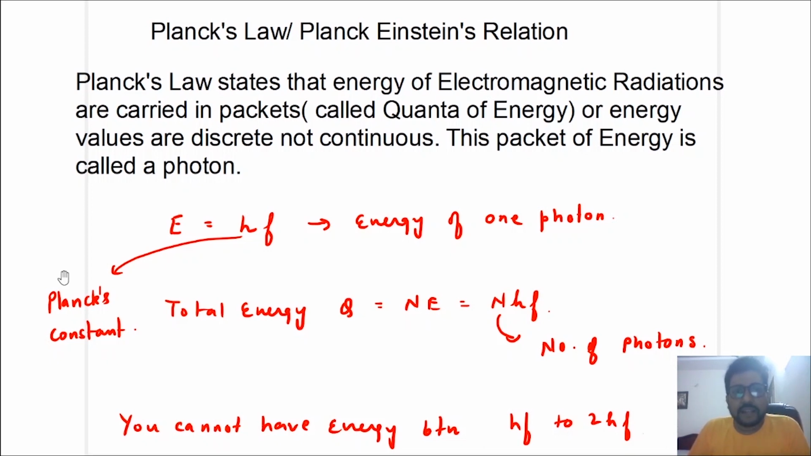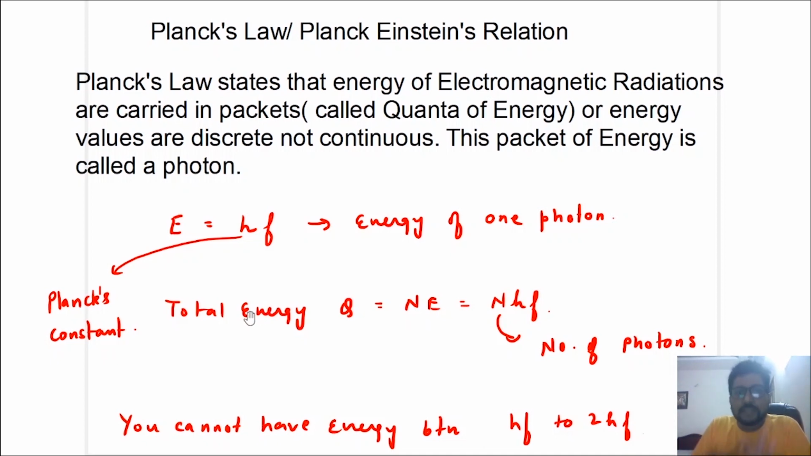He said that the energy carried by photons is not continuous, but has discrete values, and it can be carried in integral multiples of packets only. So the energy of one packet, that is the energy of one photon, is equal to h into f, where h is called Planck's constant and f is the frequency of the photon or frequency of the electromagnetic wave.